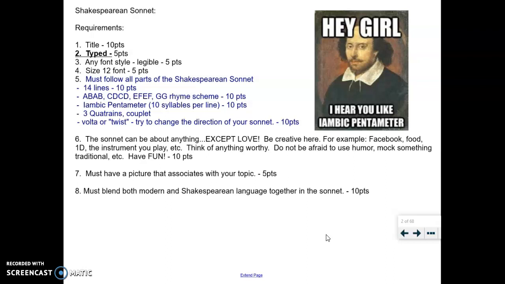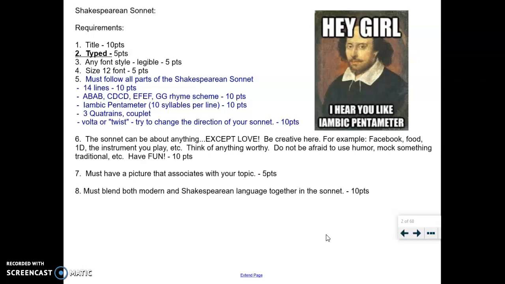So for example, maybe you're talking about how much you love pizza, but by the end of the sonnet in your volta, you realize that eating too much pizza has not been the greatest for your diet. Something like that. Be clever, have some fun there. Okay? Now, 6, 7, and 8. Let me get to number 7 and let me get to number 8 first. You must have a picture that associates with your topic.